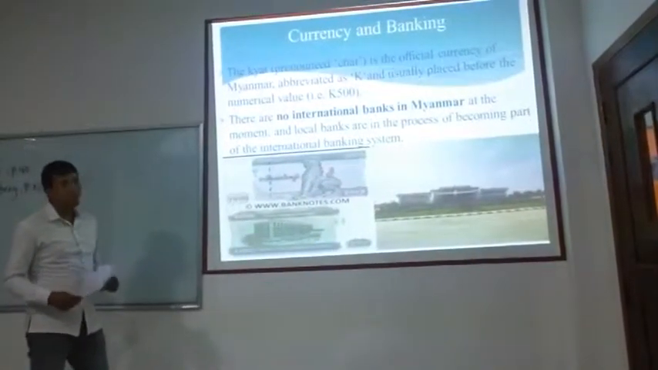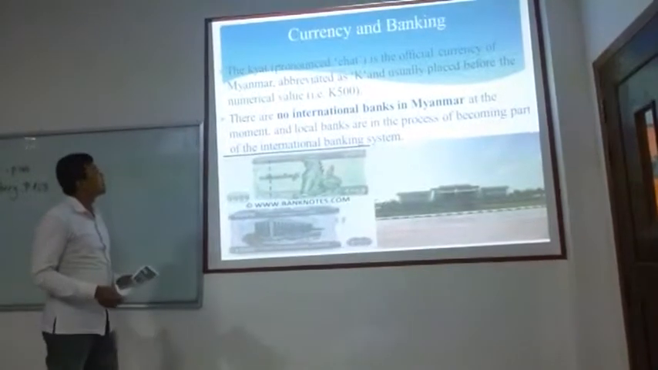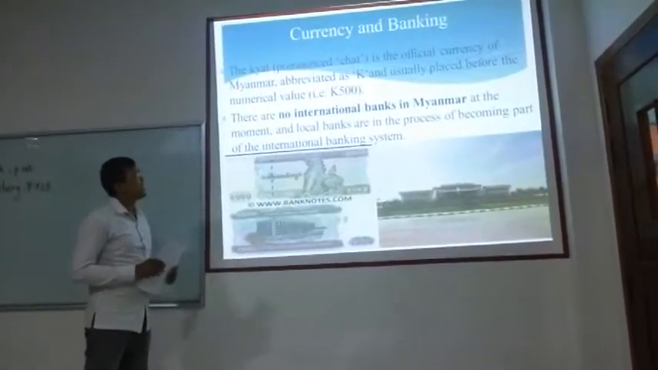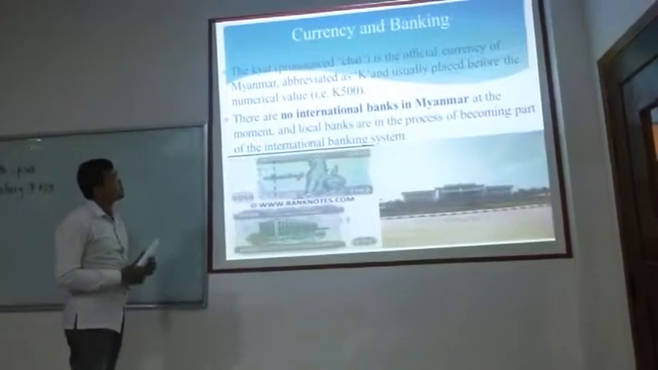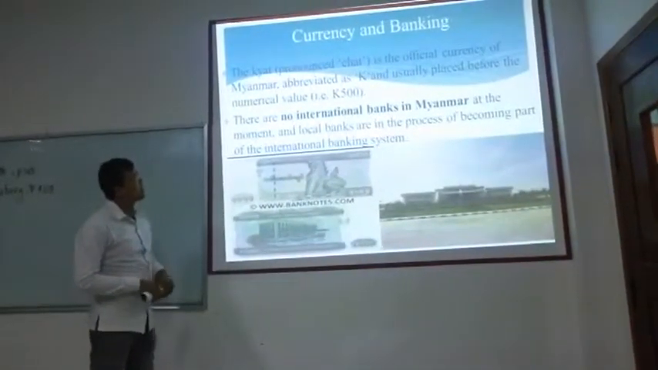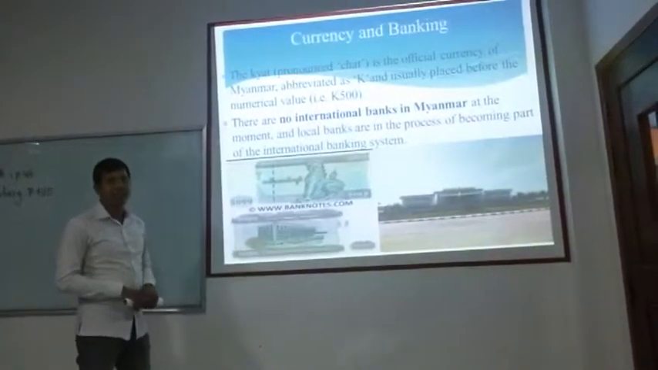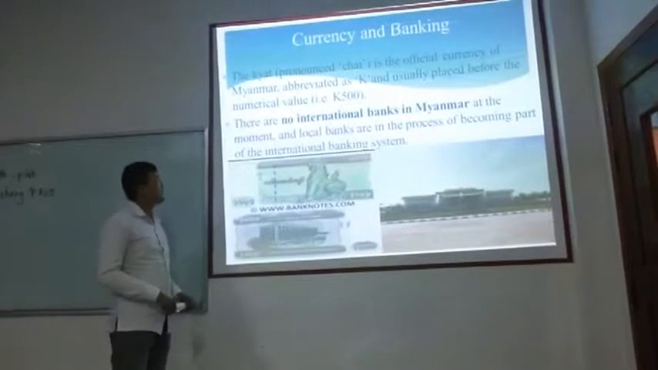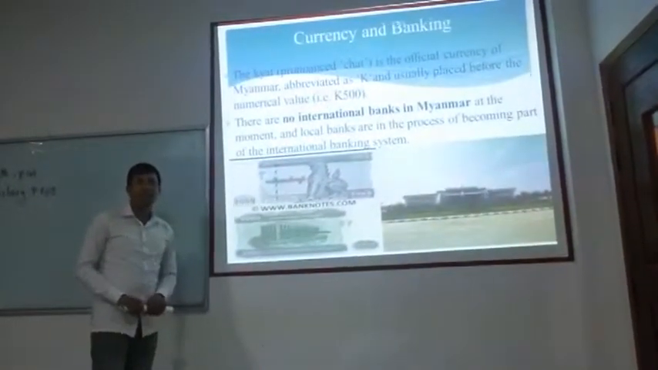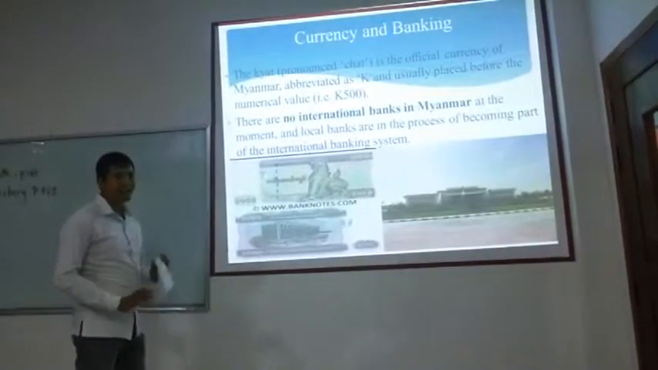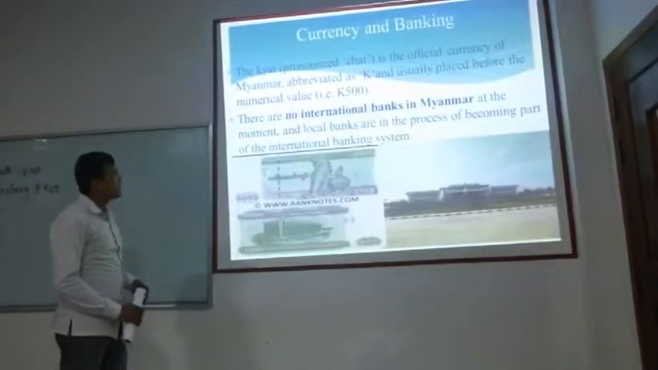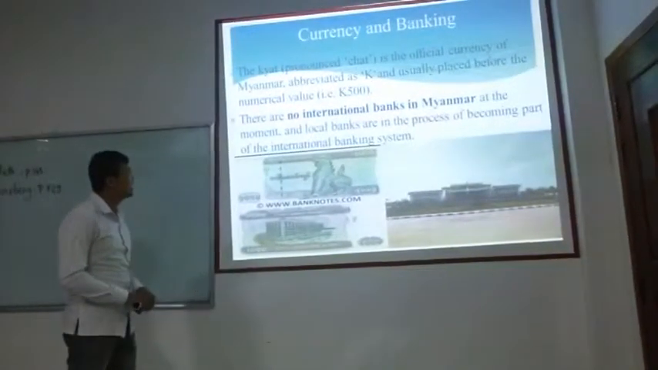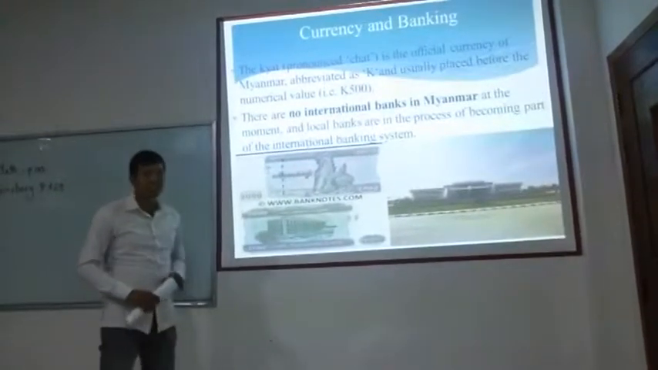The currency of Burma, or Myanmar, is the Kyat, sometimes pronounced Yat. The symbol is the keyword K, for example, 500 K means 500 Kyat. And in Burma, there is no international banking right now. Myanmar has local banks that are in the process of becoming part of the international banking system.